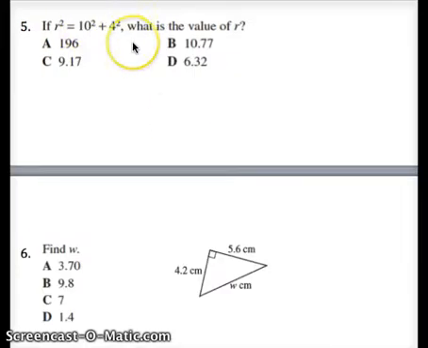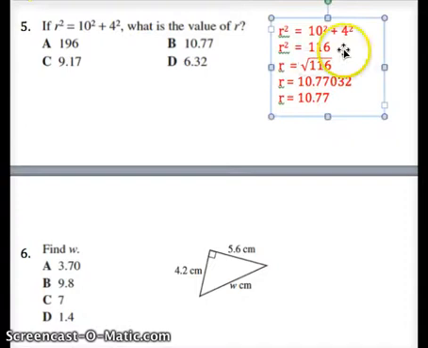Okay, now for question 5. If R squared equals 10 squared plus 4 squared, what is the value of R? I'll just bring the working out over here. So we'll start with R squared equals 10 squared plus 4 squared.